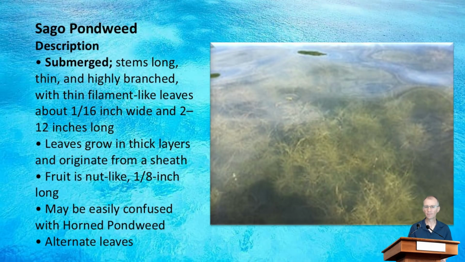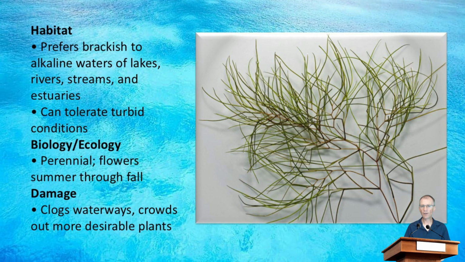Alternate leaves. Habitat: prefers brackish to alkaline waters of lakes, rivers, streams, and estuaries. Can tolerate turbid conditions. Biology and ecology: perennial, flowers summer through fall. Damage: clogs waterways, crowds out more desirable plants.